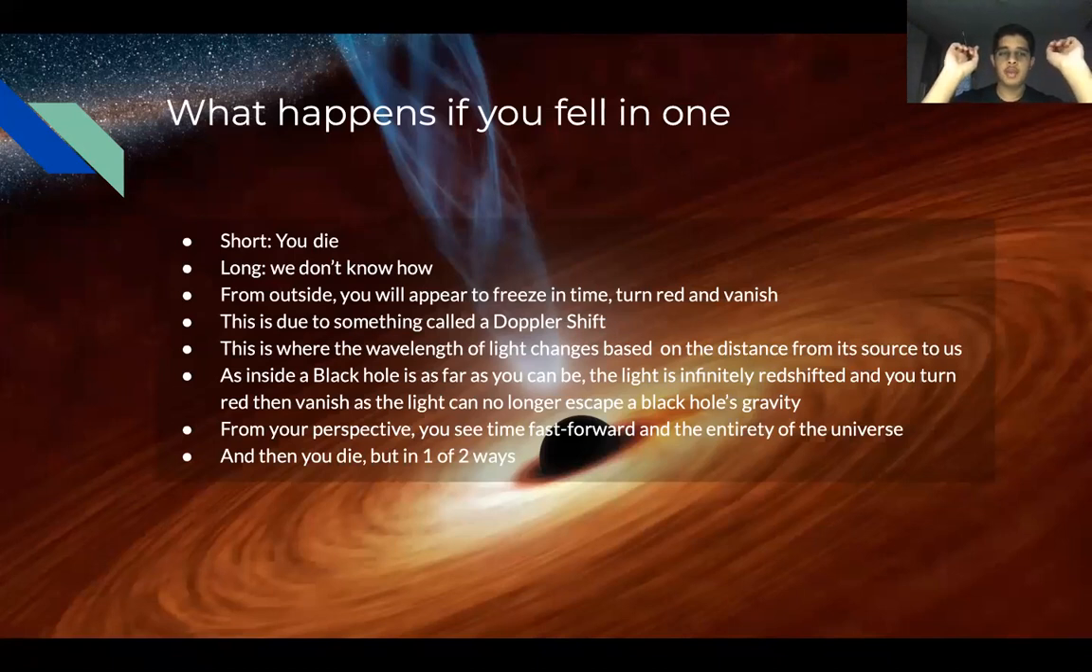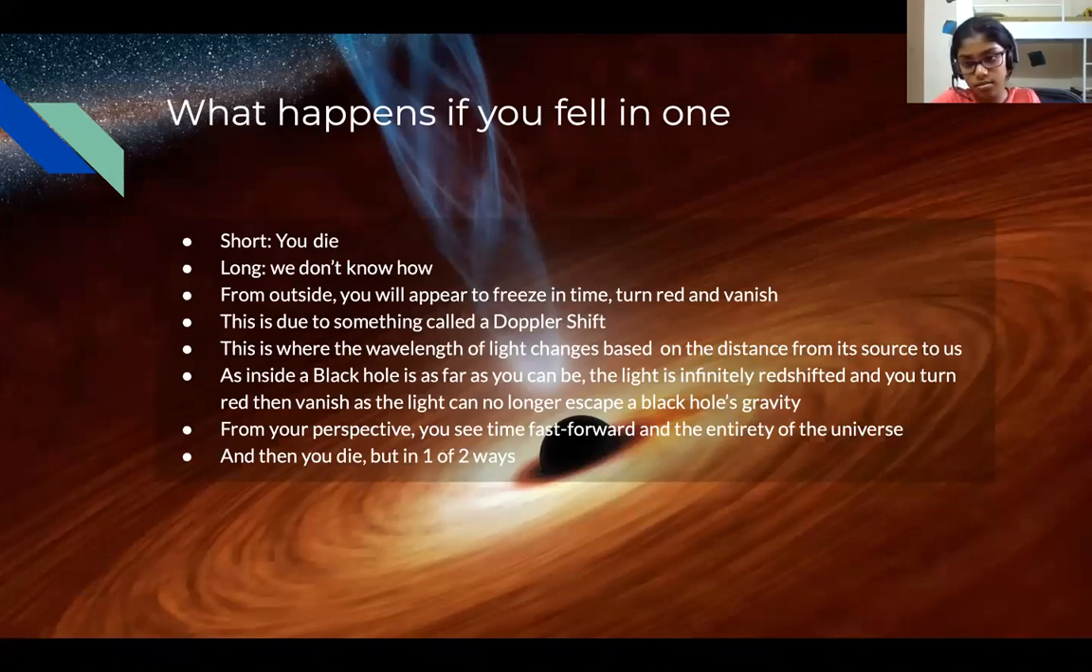Why? Now, this is another scientific property called a Doppler shift. Doppler shift basically states that if a light source moves closer to us, the light turns blue because its wavelength becomes smaller. Everyone knows that light is a wave, right?